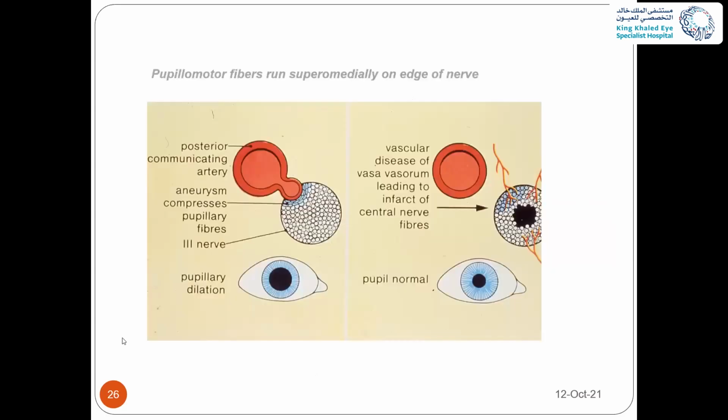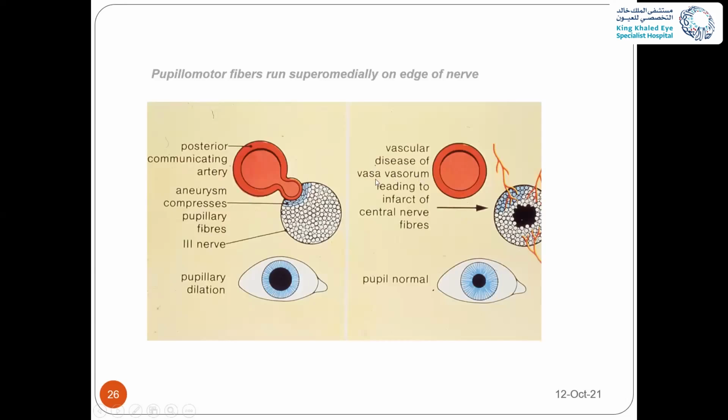I just want to show you what is the difference. Here there is the posterior communicating artery, and this is the third nerve. You know that the pupillary fibers are present on the periphery of the nerve, and when an aneurysm starts growing, it presses on the fibers of the third nerve and leads to pupillary dilatation.